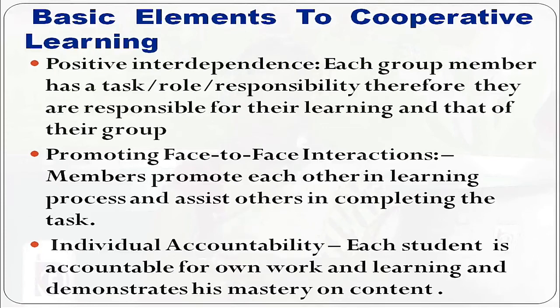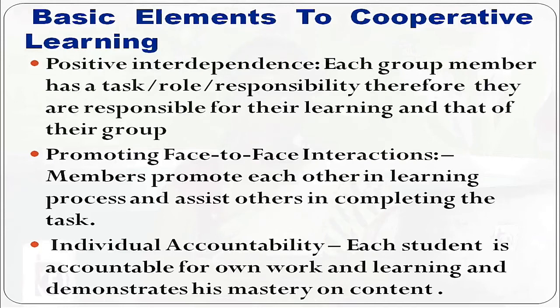It promotes face-to-face interaction. Members promote each other in the learning process and assist others in completing the task. Because when they are working in a group, it is the responsibility of all the members to cooperate in the learning process and assist others also in completion of the task. Because this is a joint effort which takes place.